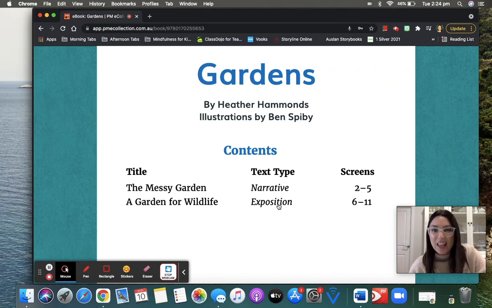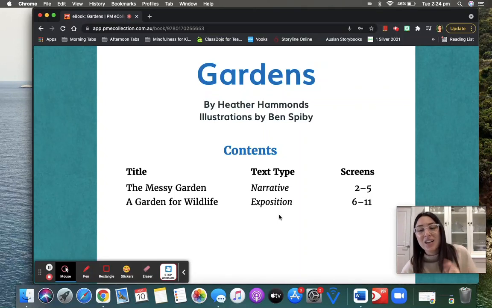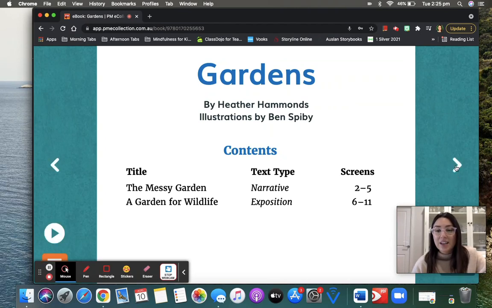So you know what? This book actually has two different reasons. The author is trying to tell us two different things. In the narrative, the author is trying to entertain us. Might even teach us some things. In the exposition, trying to convince us. Do you remember what that's called? Persuade. Over here, it says screens. Usually this would say pages, but today, because we're on the screen, it says screens. Let's start reading.